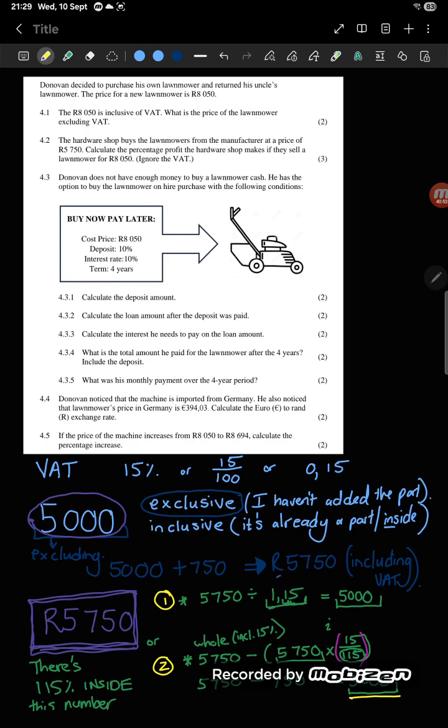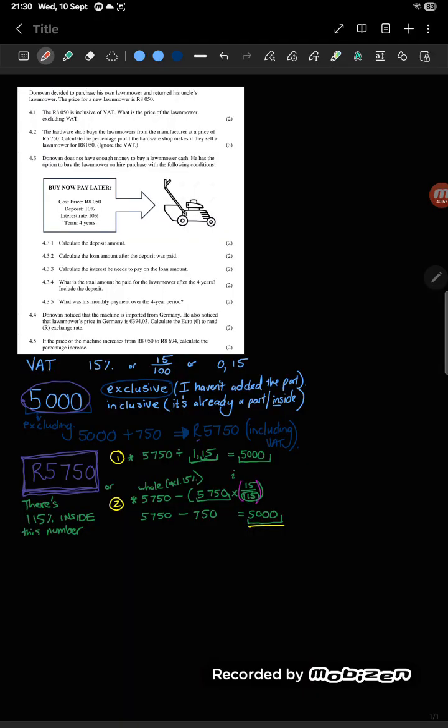Now, let's do a few examples. Okay, so Donovan decided to purchase his own lawnmower and return his uncle's lawnmower. The price for a new lawnmower was this. Please underline whatever is necessary. It's not necessary for us to know it's a lawnmower or what his name is. The 8,050 is inclusive. What does that mean? Exactly. It has the VAT inside it. What is the price of the lawnmower excluding VAT?